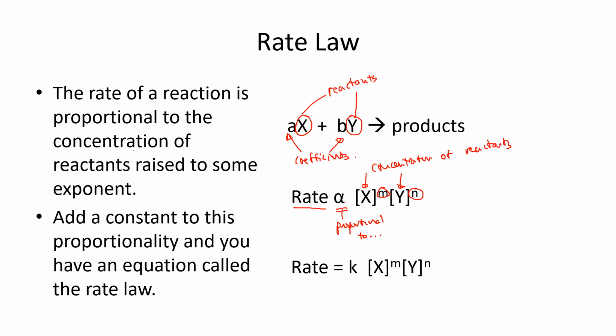This proportionality is what you would see when you plotted these things. If you plotted the rate versus the concentration at a given point, you would see that you get a nice straight line. In order to change that into an equation, you have to add a constant. And so this expression here is what's known as the rate law. It's the proportionality, but turned into an equation by adding a constant.